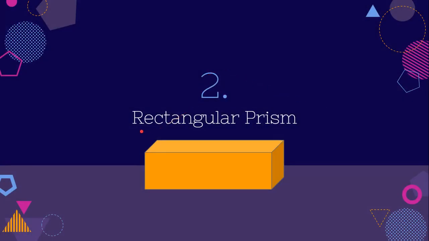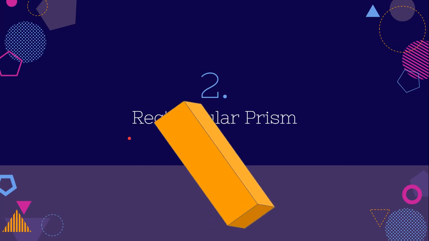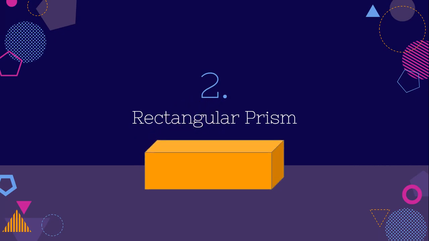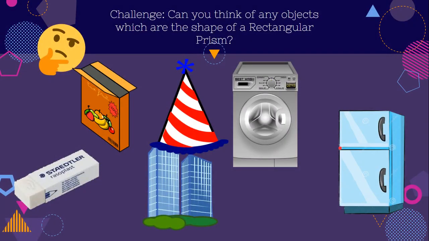Let's move on to the next shape. Second shape is rectangular prism. This is how rectangular prism looks like. It looks similar to the cube, but all of the sides of the rectangular prism have the shape of rectangle, so it's a little bit taller. Let's see. Can you, grade 1, spot the one thing that does not have the shape of rectangular prism?